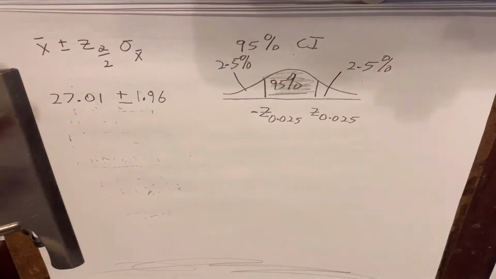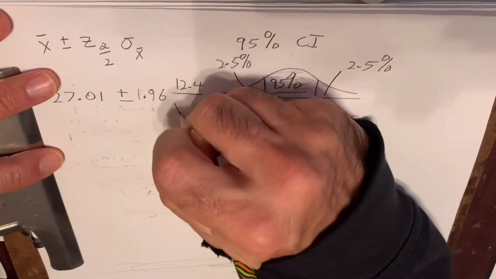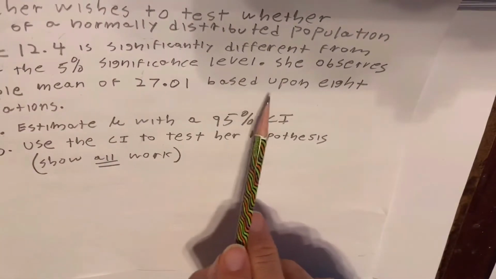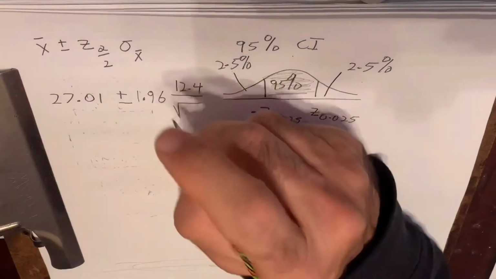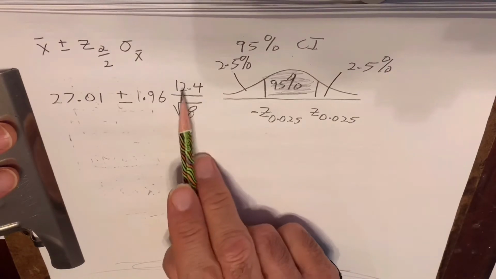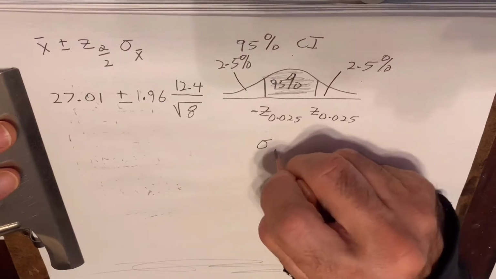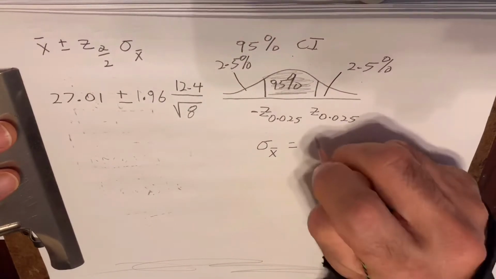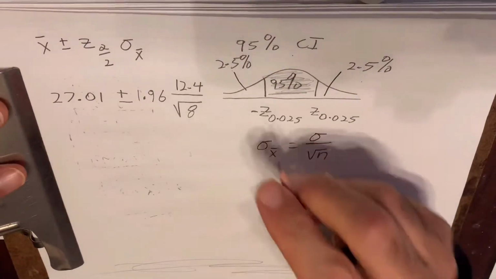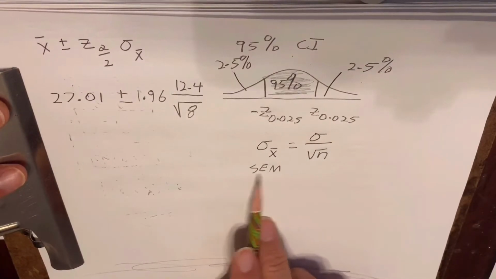So this is going to be 12.4 divided by the square root of the sample size, which it says is based upon 8 observations, so this is the square root of 8. Now you might be saying, where does this divided by the square root of 8 come from? That comes from the formula that sigma sub x bar is equal to sigma over the square root of n. This is called the standard error of the mean, sometimes abbreviated SEM.